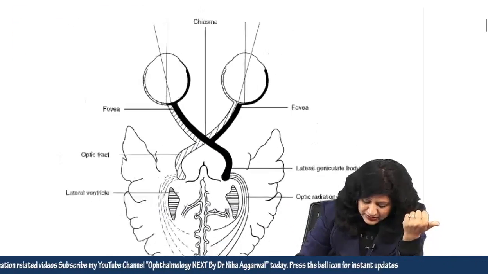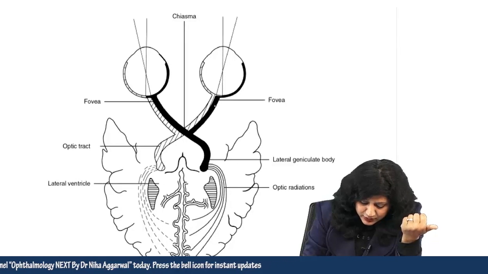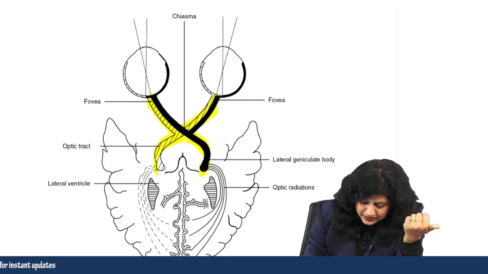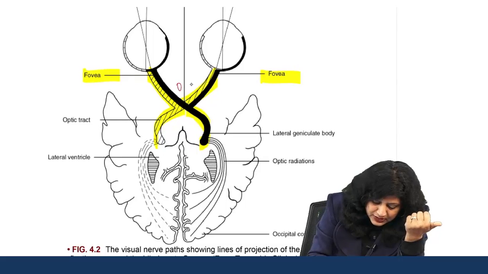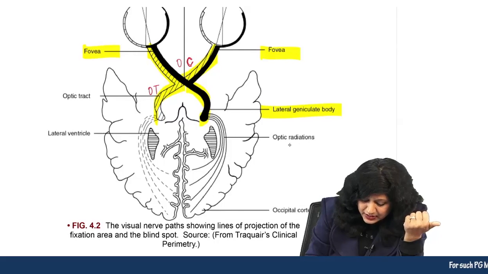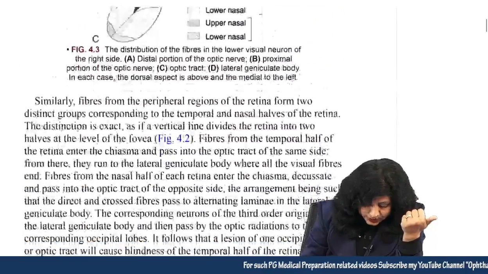So this is the same picture of the visual pathway that you keep on seeing. We have the optic nerve, then the chiasma, where fibers cross to the other side, then we have the foveas. This portion is your optic chiasma, then we have the optic tract, then the lateral geniculate body, then the optic radiations, and finally the visual cortex. So this you already know. Okay, now coming to the other things.